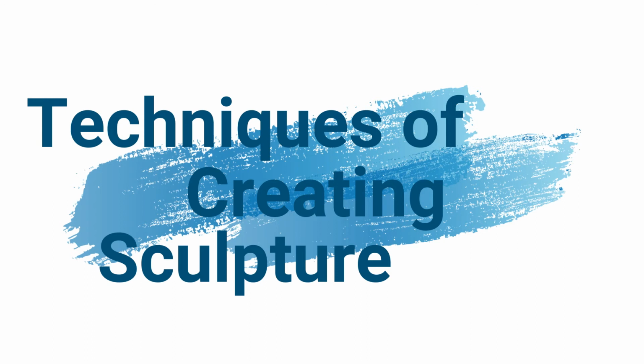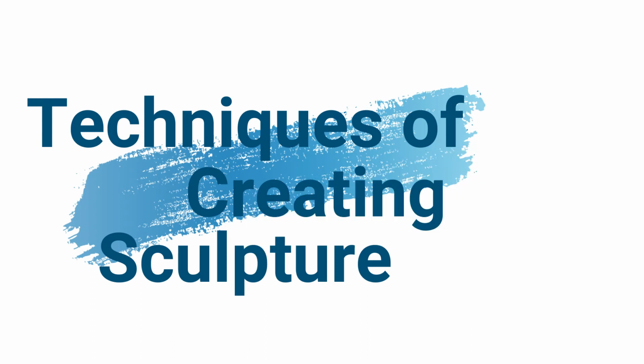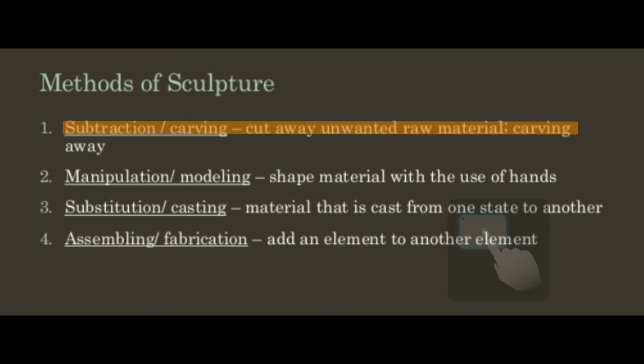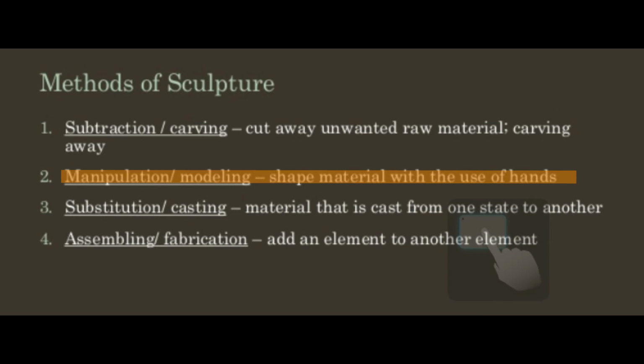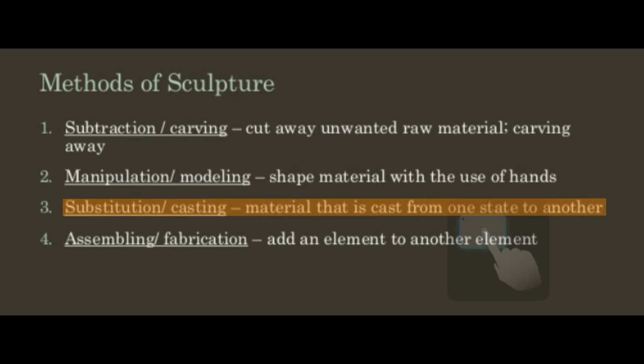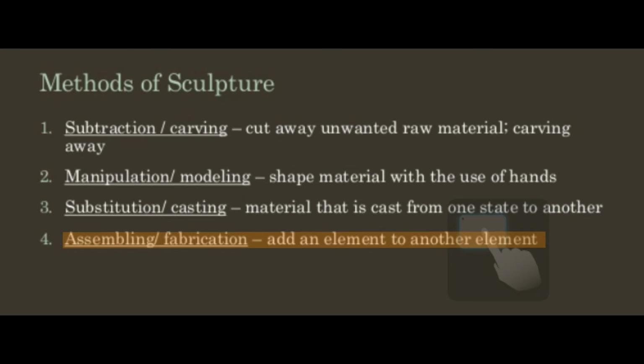There are four main techniques of creating sculpture, and the first is sculpture by subtraction or carving, which is cutting away unwanted materials. The second is addition, which is modeling or shaping malleable material. The third is casting, use of molds to create forms. And the fourth is assembling or construction, adding found materials to create a sculpture.